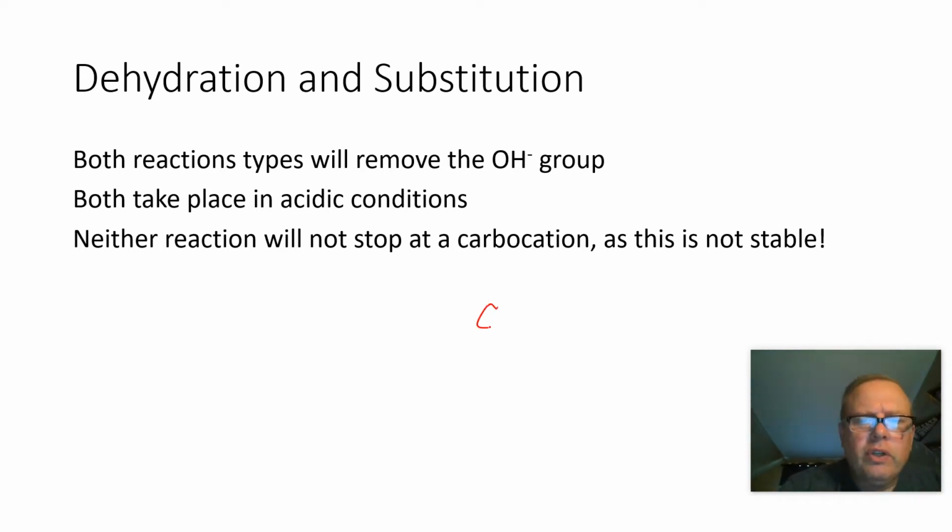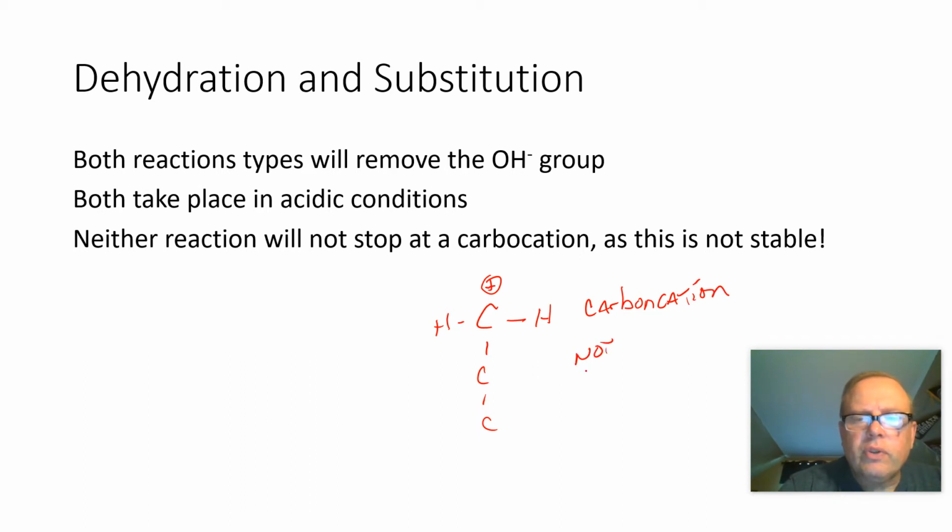Well, if we think of carbon and it's bonded to, say, a hydrogen and a carbon chain down here and another hydrogen here. A carbocation would be this: carbon as a cation. And this is not stable. Think about how small carbon is, and that this is not stable. So don't ever stop at a carbocation. All right.